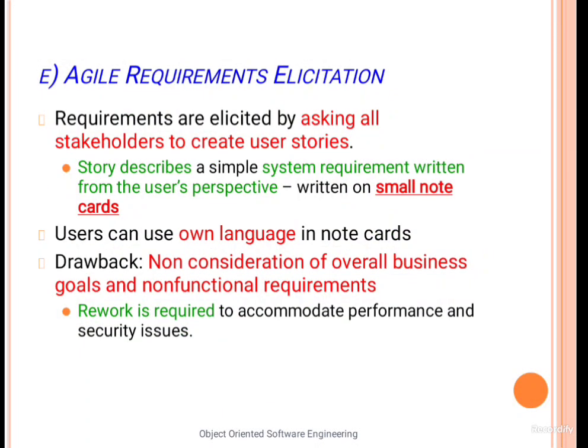Next, Agile requirements illustration. In Agile development, requirements are collected as user stories. A user story is a simple statement written from the user's point of view. For example, as a customer, I want to reset my password so that I can access my account if I forget it. User stories are simple and easy to understand.